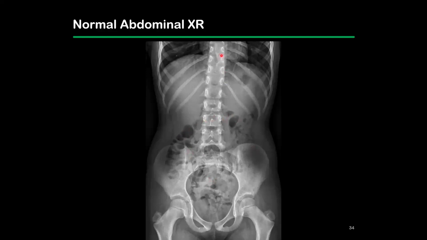After the bowel gas pattern, I'll look at the bones just to make sure they look normal. I'll check my lung bases, and make sure there's nothing in the upper chest. Then I'll look for any calcifications, which in this case we don't see, and then I'll go through the organ shadows.